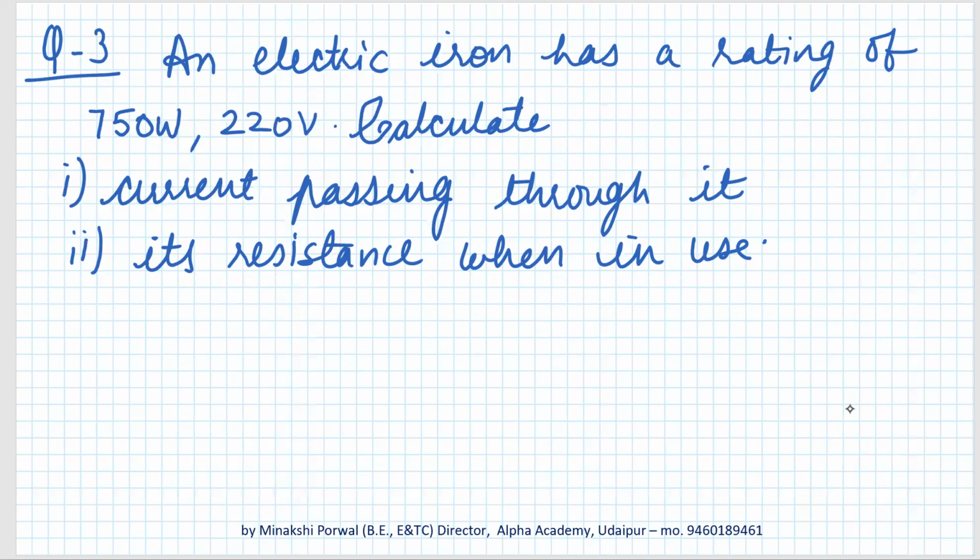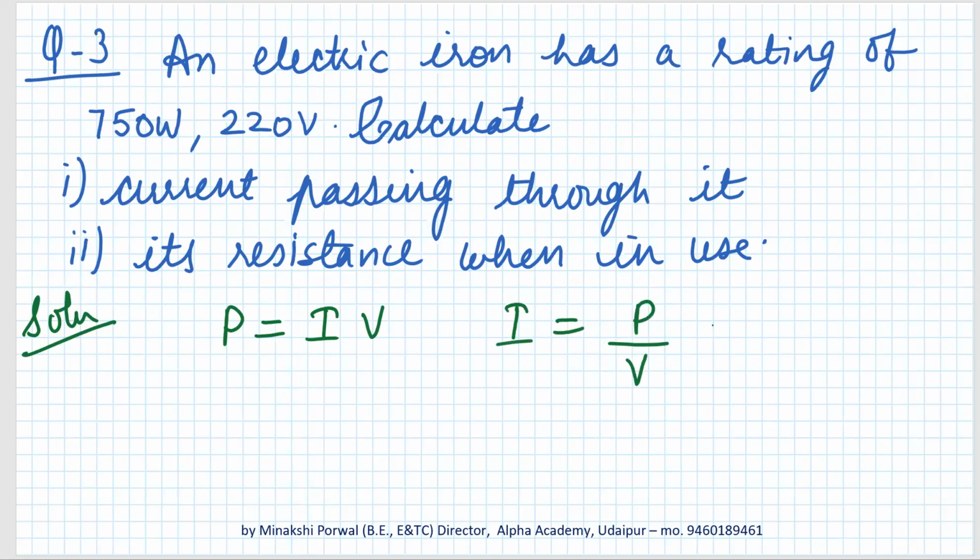An electric iron has a rating of 750 watt and 220 volt. Calculate the current passing through it. So we have to find current and resistance. The first formula we will use for current is P equals I into V. So I equals P upon V. P is 750 and V is 220. So you have to find this answer.